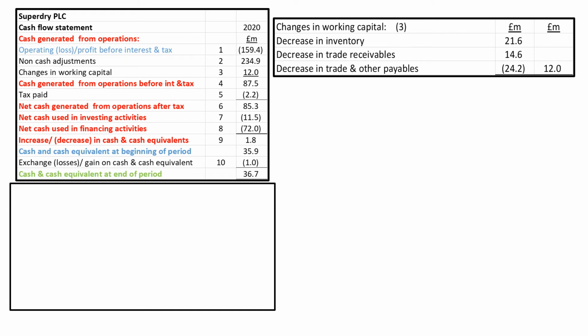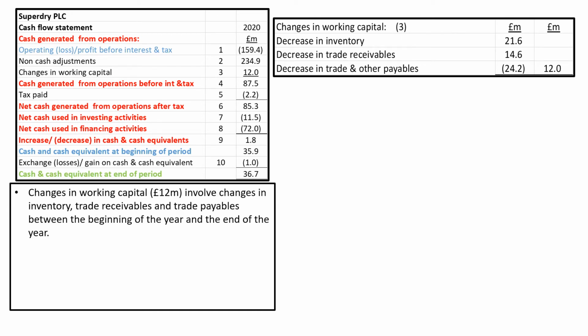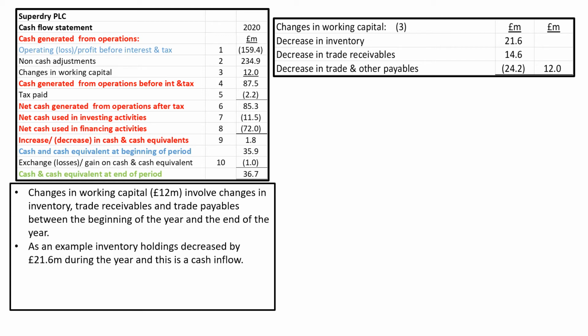In this slide we will look at changes in working capital, which in Superdry plc's 2020 involved a net inflow of 12 million. This involves changes in inventory, trade receivables and trade payables between the beginning of the year and the end of the year. As an example, inventory holdings between the beginning of the year and the end of the year decreased by 21.6 million, and this is a cash inflow.